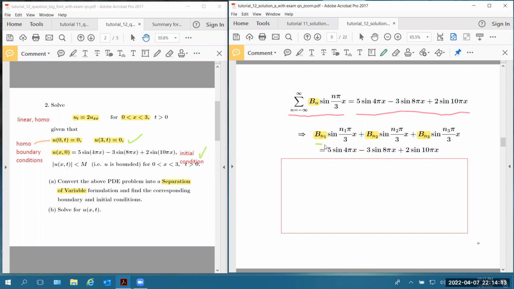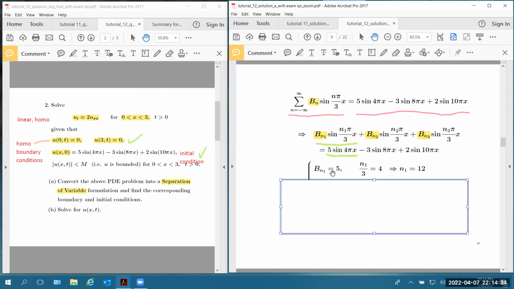All right, so you can compare this term, you just match to this one. Can you tell me what's your Bn1? If you match this term to this term, Bn1 actually is 5. Okay, so you can see that Bn1 is 5. And also if you match the something pi x, you can see that your n1 over 3 is actually the 4. So that means you found the n1 also. Can you all see that? Is it intuitive? Very intuitive.